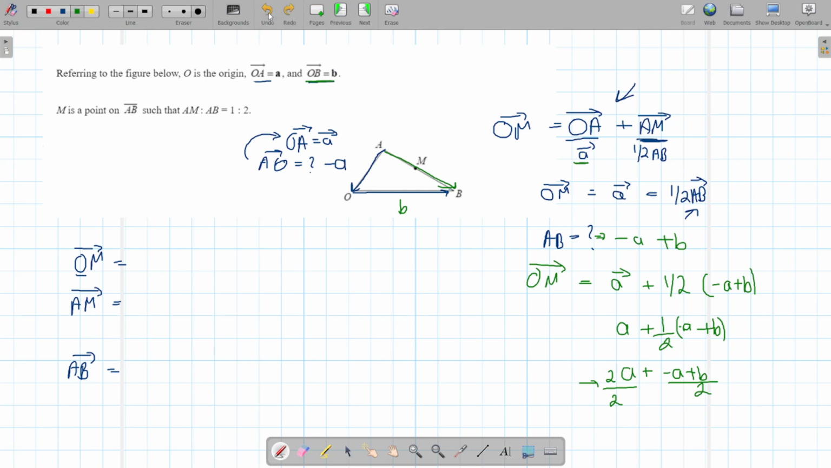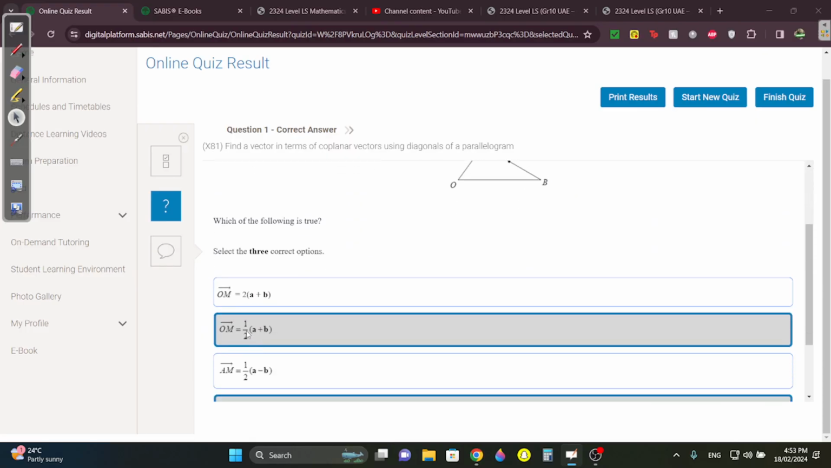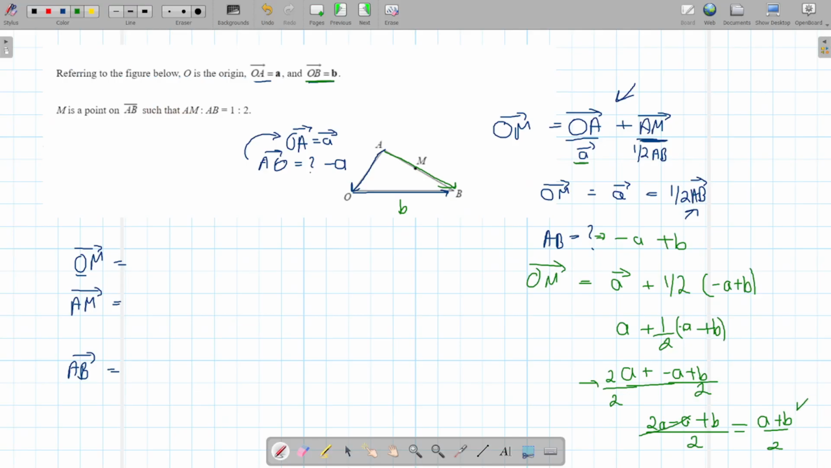Hold up. I can't say it like that. To add these, you have to put them on one fraction, right? So it will be 2A minus A plus B over 2. 2A minus A is actually A, and then you just have plus B over 2. That's how you get A plus B over 2, or they say half A plus B. Okay, it's confusing.